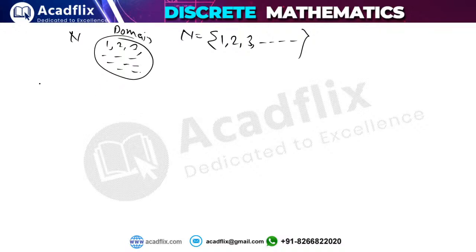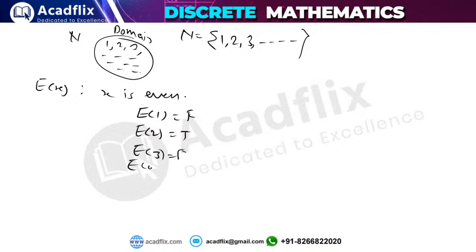Now I can define a few predicates, because remember, predicates are just properties, or statements about the elements in this domain, which are 1, 2, 3. For example, I can define a predicate E of x: x is even. This is a statement about the elements in this domain. E of 1 is false, because 1 is not even. E of 2 is true. E of 3 is false. E of 4 is true.